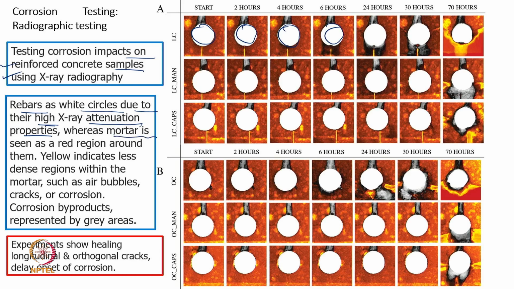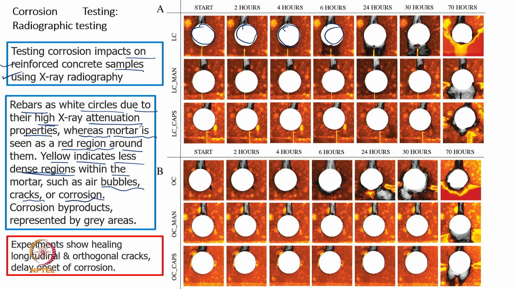Mortar is a mixture of particles bigger than sand and maybe smaller than the stones which we use for concrete purposes. This mortar is shown as a red color zone. However, in the red color we are also able to see some yellow dots, and the yellow indicates a less dense region within the mortar, so there is a possibility of an air bubble, a crack, or corrosion.